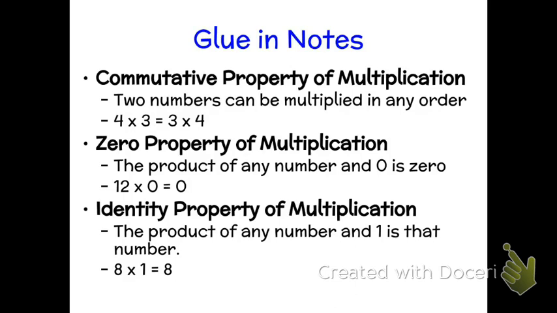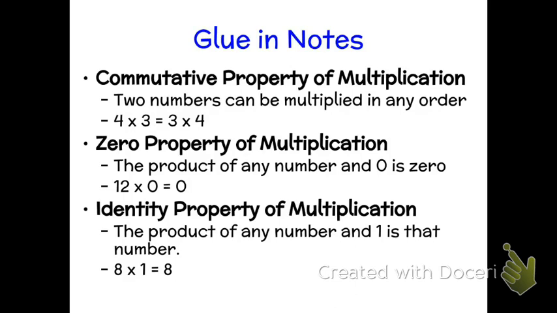The commutative property of multiplication says that two numbers can be multiplied in any order. It does not affect the answer. So 4 times 3 is the exact same answer as if you did 3 times 4. So the order of the factors does not matter.